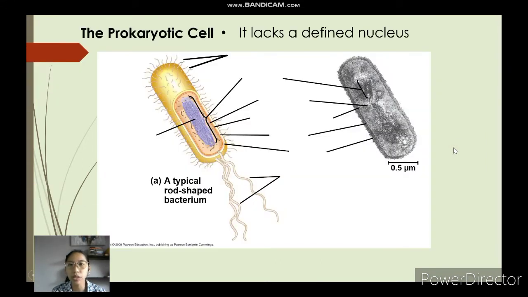Okay, let us start with the prokaryotic cell. So we have two types of cells, the prokaryotic and the eukaryotic cells. The prokaryotic cells are the simplest type of cells, and its unique characteristic is that it lacks a defined nucleus. Wala siya nucleus, compared to eukaryotic cells. Examples of prokaryotic cells are bacteria and archaea. So muna siya ang prokaryotic cell.